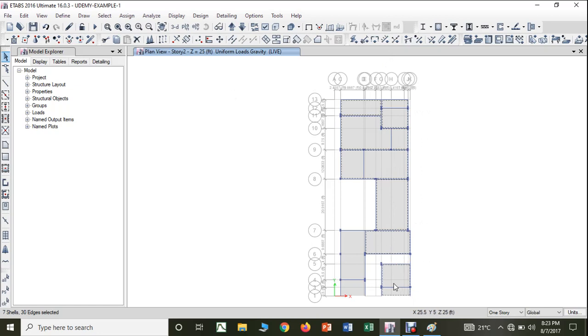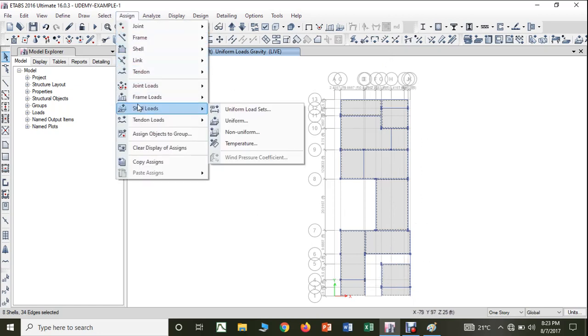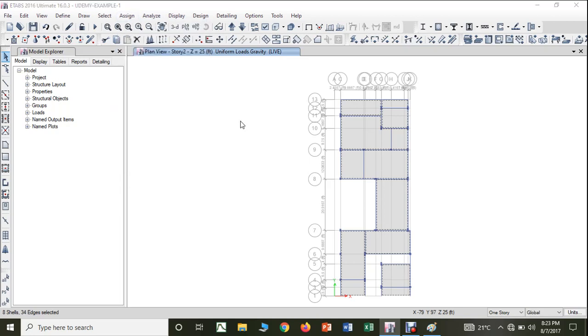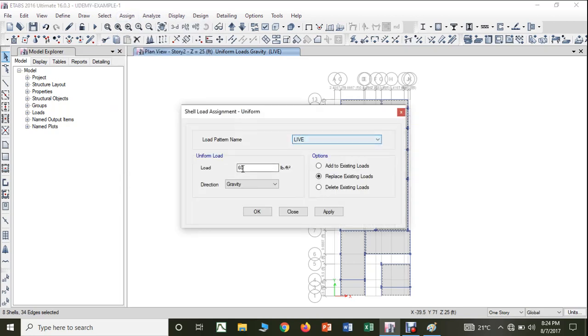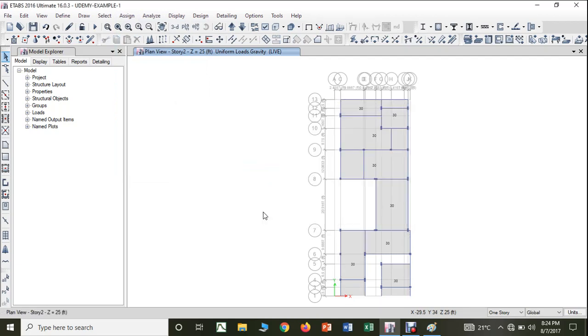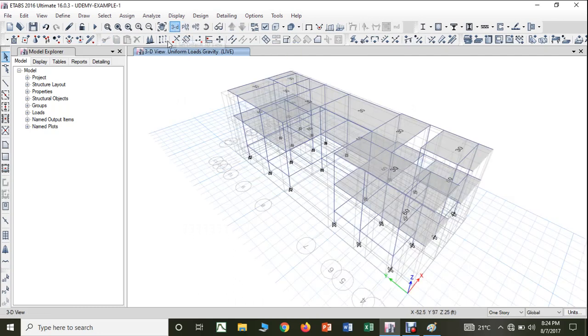After choosing the slabs like this, I will go to assign, go to shell loads, go to uniform, there I keep it live and I will apply 30, I will give apply, OK. So if you see now, you can see 60 and 30 of the live loads is applied, right. So now if you want, you can check everything by showing the display.